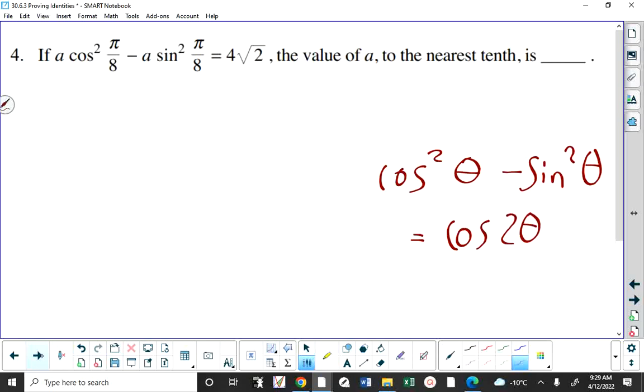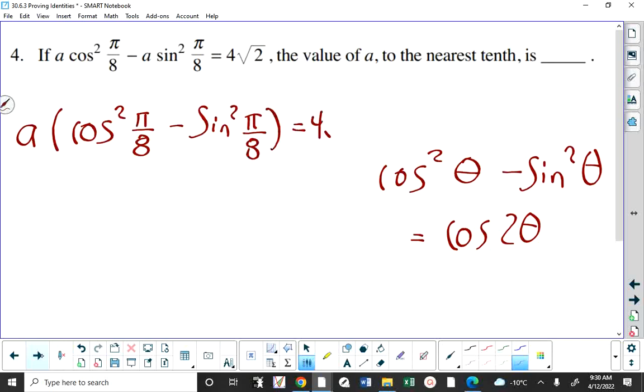Right? But I don't have up here cos squared minus sine squared. I have a times cos squared of an angle minus a times sine squared of an angle, but I can factor that a out. And if I factor a out, I'm going to have cos squared of pi over 8 minus sine squared of pi over 8 equals 4 root 2.